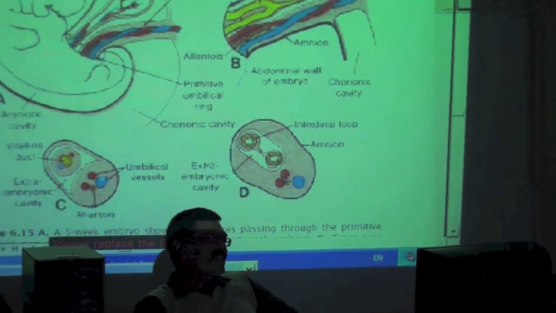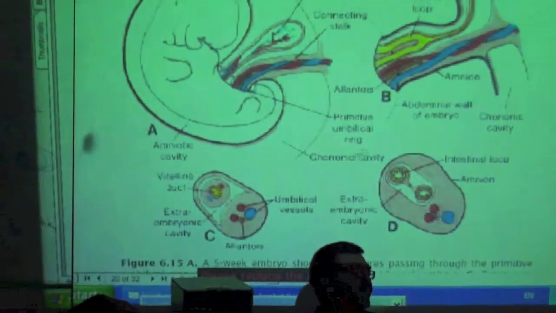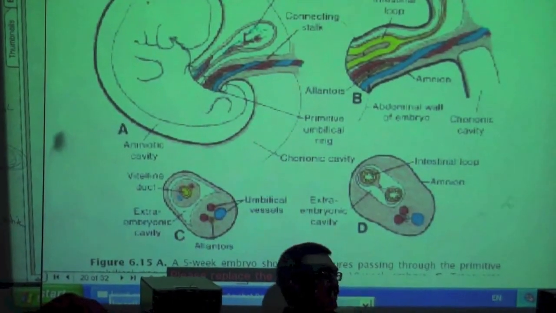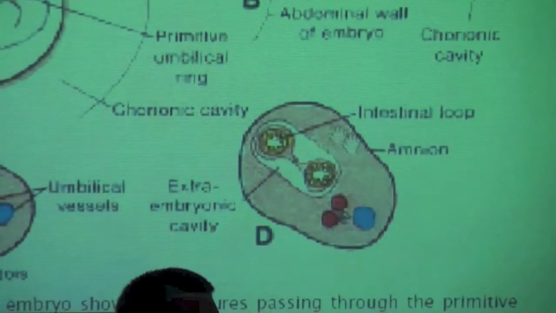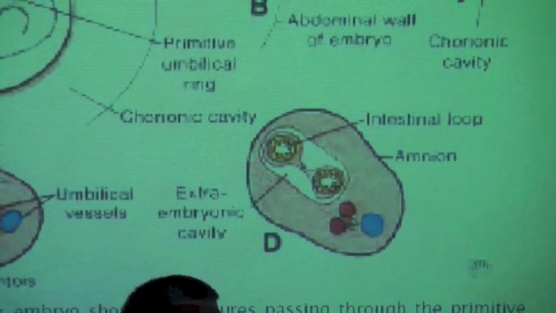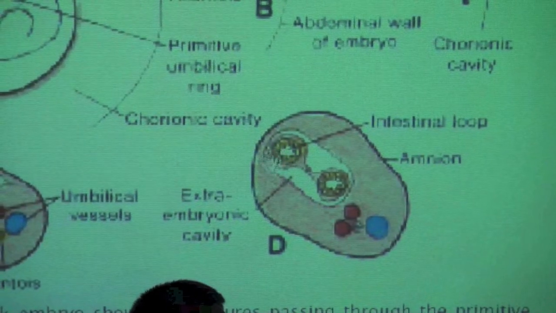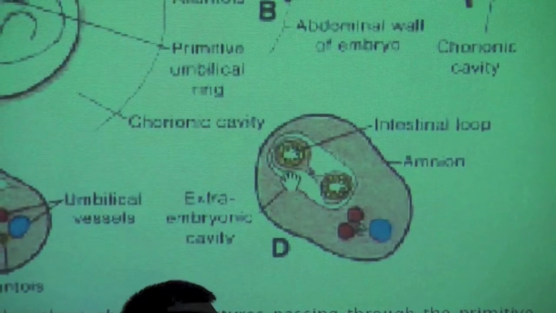Now you can see, this is a cut section of the umbilical cord. What is present inside? This is Wharton's jelly, mesoderm. Then we have some intestinal loops if present, but usually they go back.